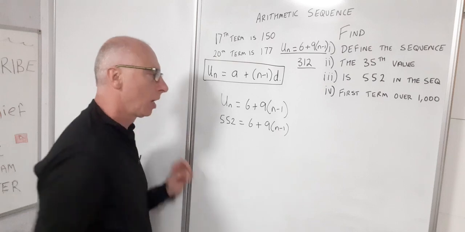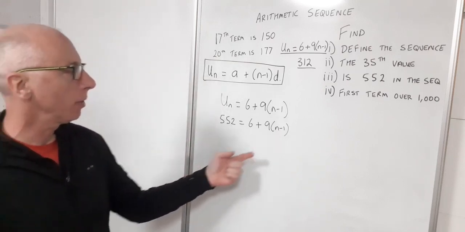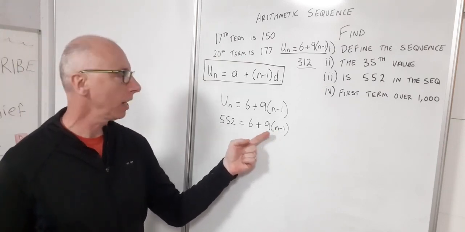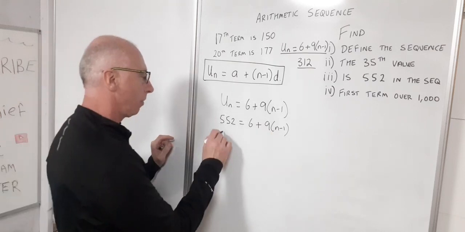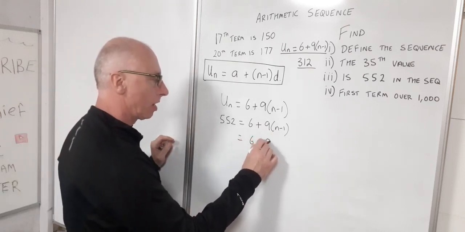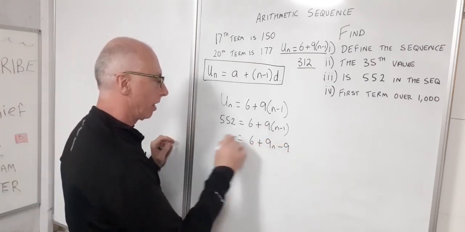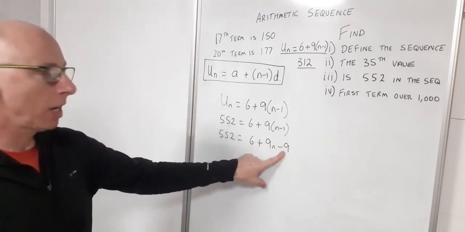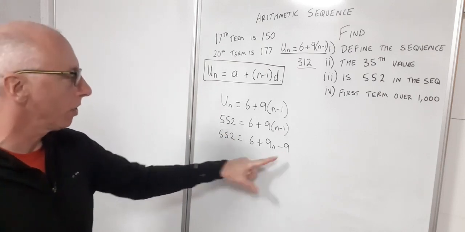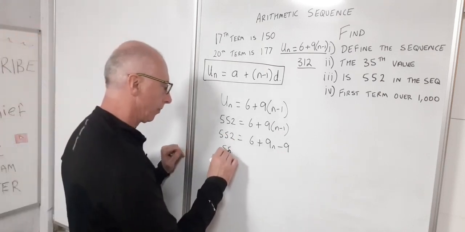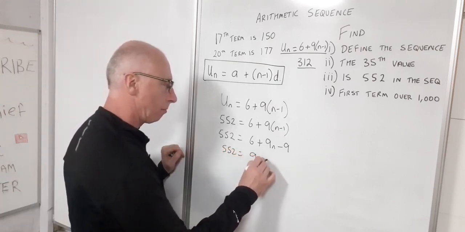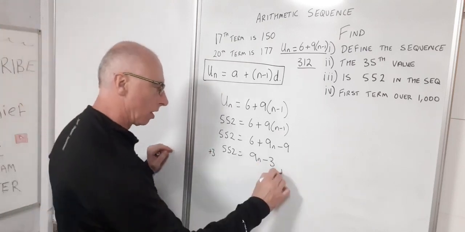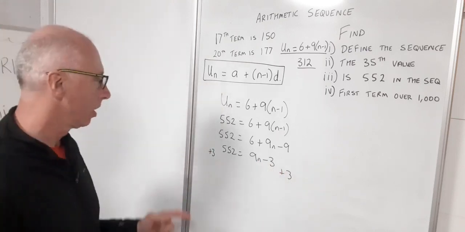Okay, so what we want to do here now is to see if the solution to this yields an integer for the value n. So let's multiply out this bracket and let's move on from there. So 6 plus 9n minus 9, and that's 552. Okay, so we've got a 6 and a minus 9. That makes minus 3. So let's make that our next line of working. So we've got 9n minus 3. So now add 3 to both sides, to try and get 9n on its own.